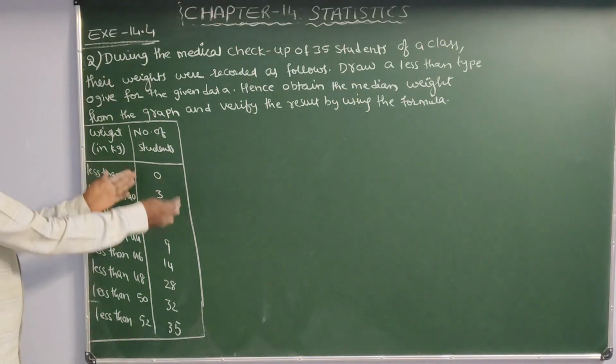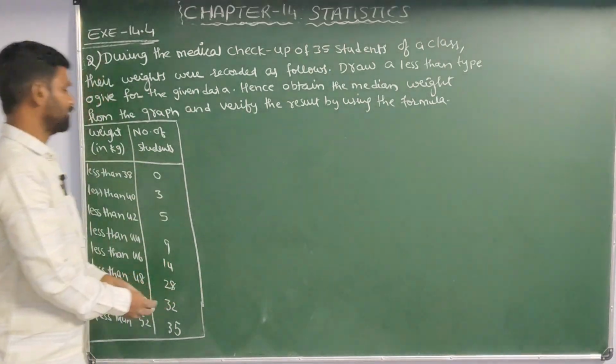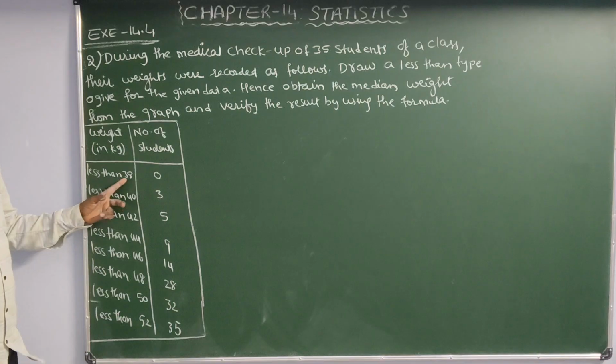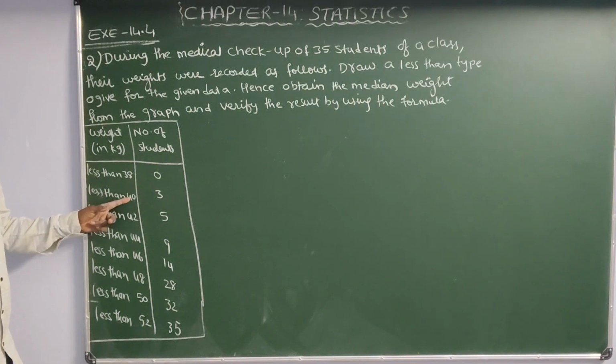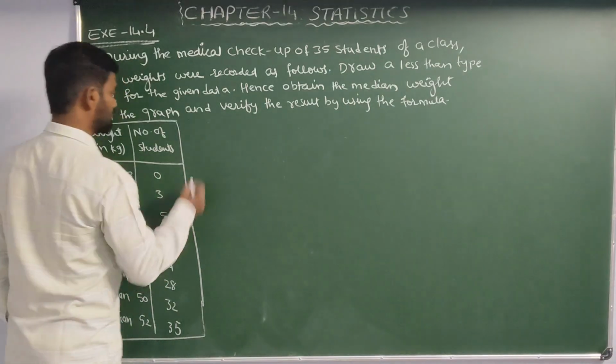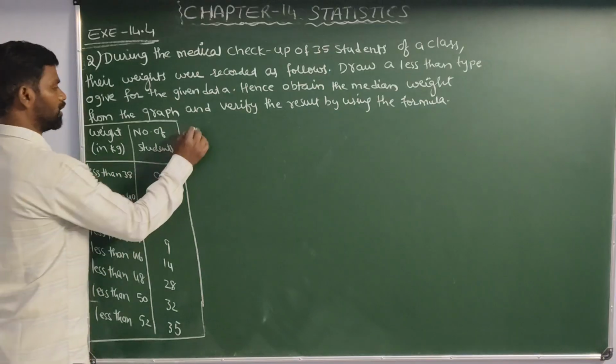Next, here what we have to do is draw a less than type ogive. No need of writing or drawing any other column. Directly it is given as less than 38, so it is the upper limit. All these are the upper limits and all these are the cumulative frequencies. So let us write the ordered pairs. What are the ordered pairs?